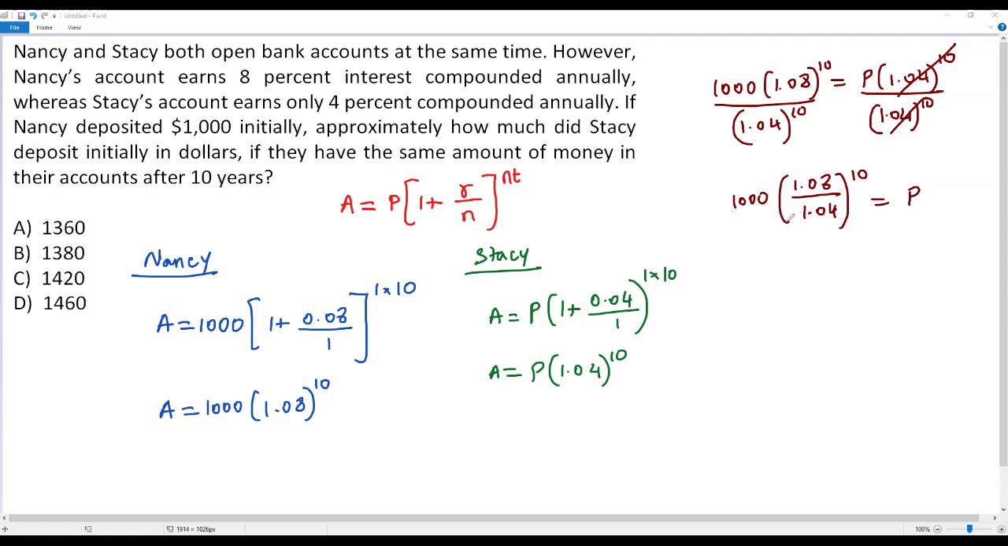When I do all this using the calculator, approximately I am getting $1,458 as the value of P. I'm getting a very long decimal, so I round it to the nearest whole number. Then I'm getting 1,458 as the value for this numerical expression. So now I got the value of P. This P represents the money Stacy deposited initially. When I go over the answer choices, the one which is very close to the value we got, 1,458, is 1,460, which we find in answer choice D. So the correct answer choice for this question is D, 1,460.